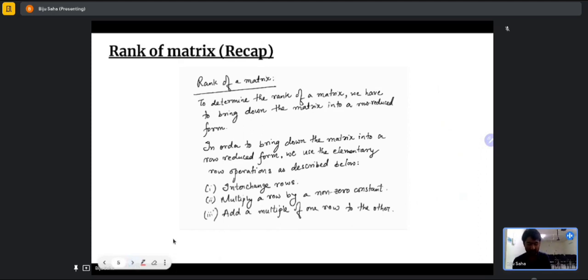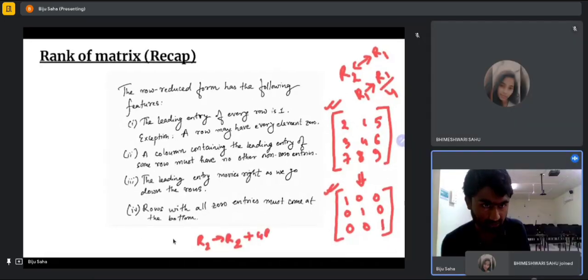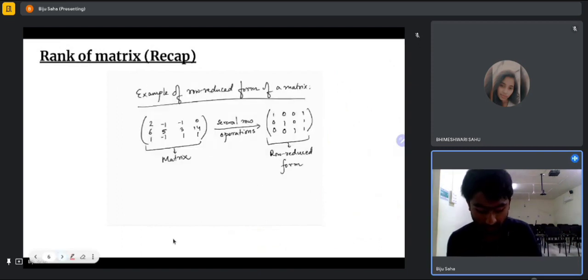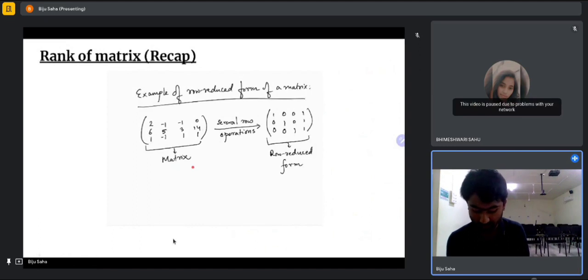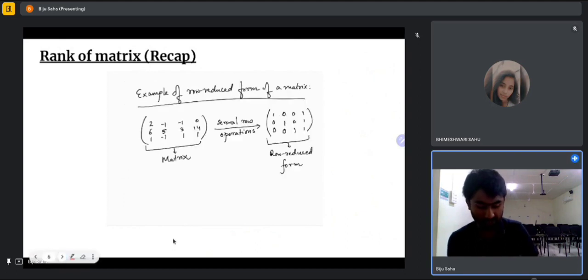The third thing allowed in elementary row operations is adding a multiple of one row to another. Let's say we have a row called R2. To this R2 we can add a multiple of the other row. This is what we discussed last class. This is how we bring a matrix to a row reduced form. This is my original matrix, and after performing several elementary row operations, that is, these three transformations on the rows, I can reduce a matrix to a row reduced form, which looks like this.